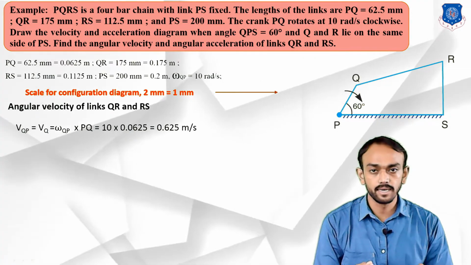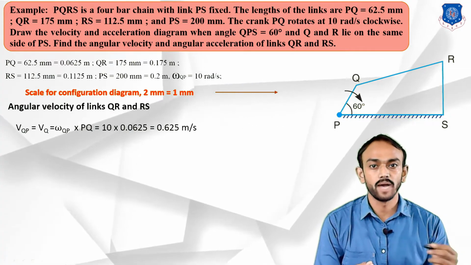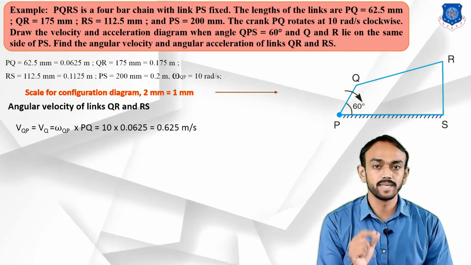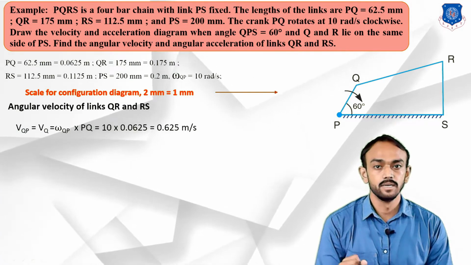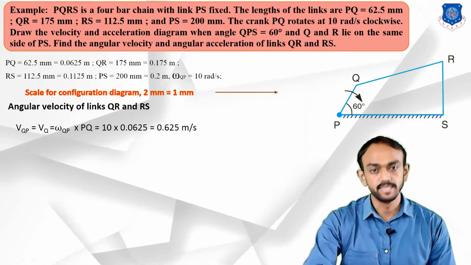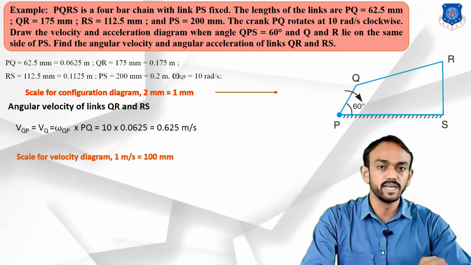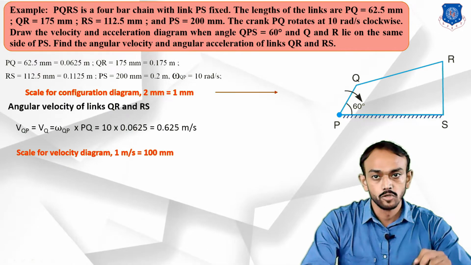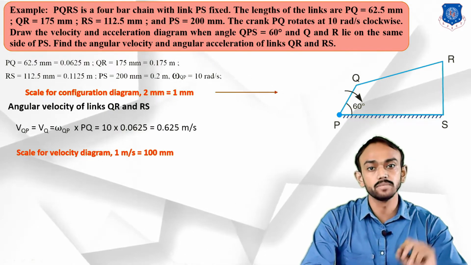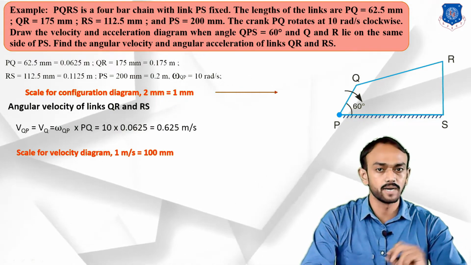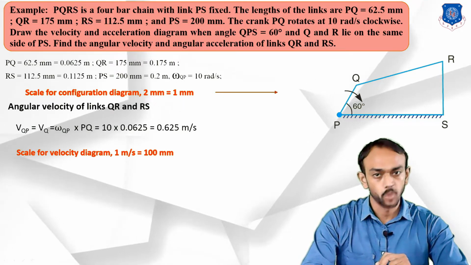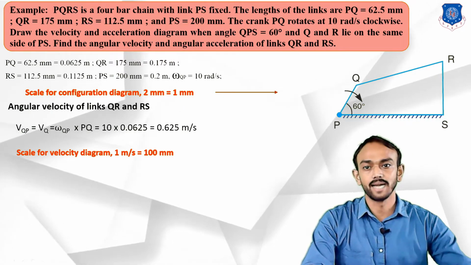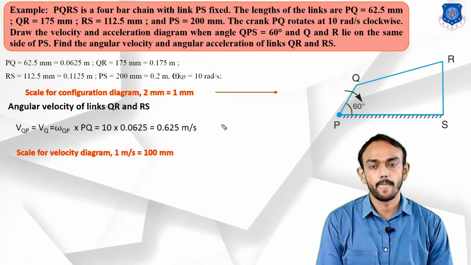As you check here, 0.625 meter per second is a very small number, so we have to take a larger scale so you can draw very easily. So we will take here 1 meter equal to 100 mm. So this dimension will become 62.5 mm, around 6 centimeter, which is suitable for our drawing purpose. Okay, now let's start drawing the velocity diagram.